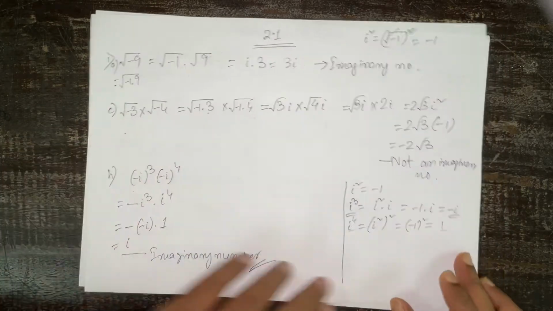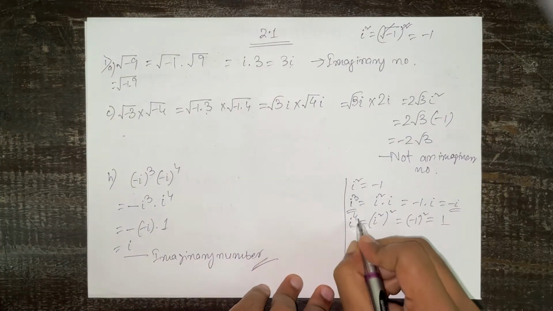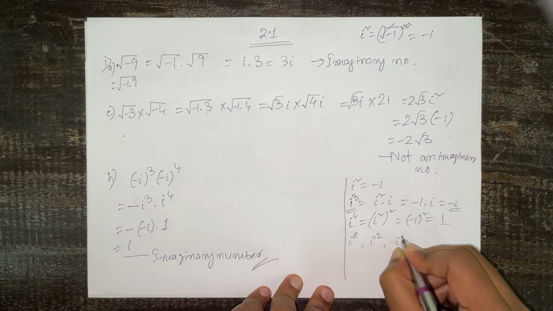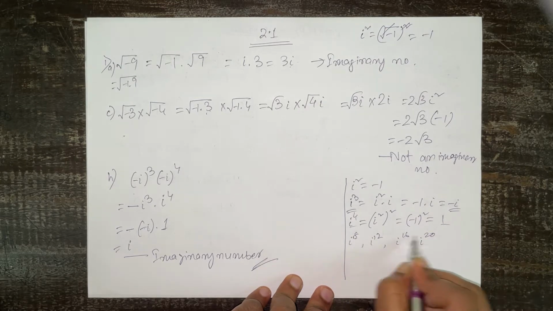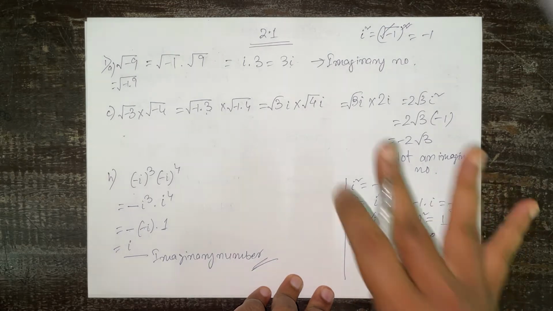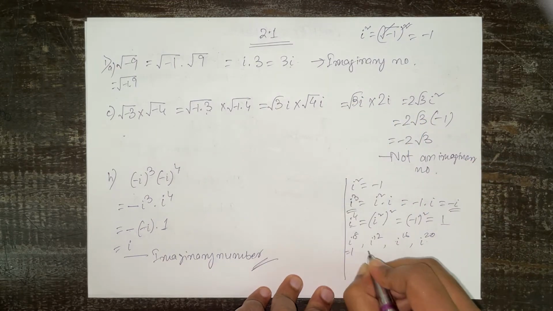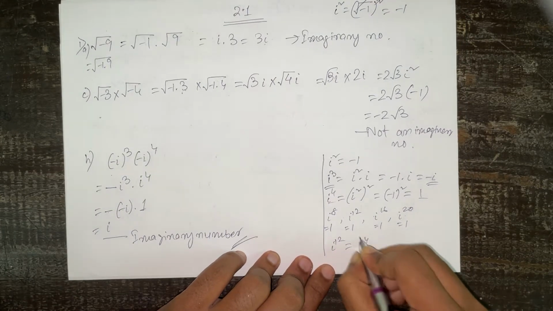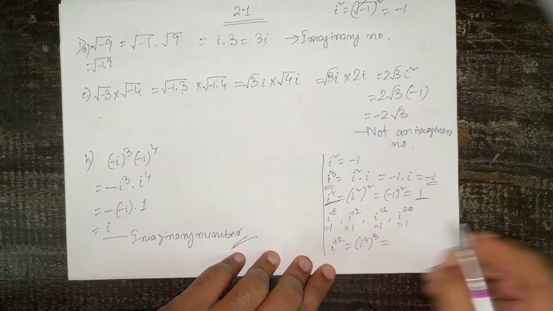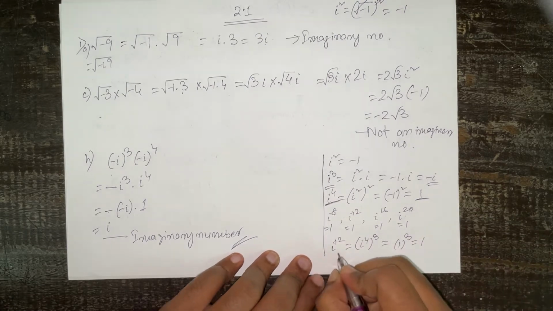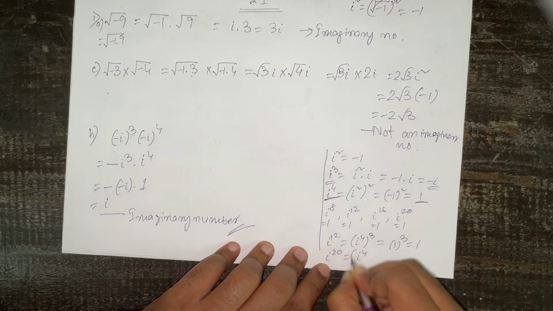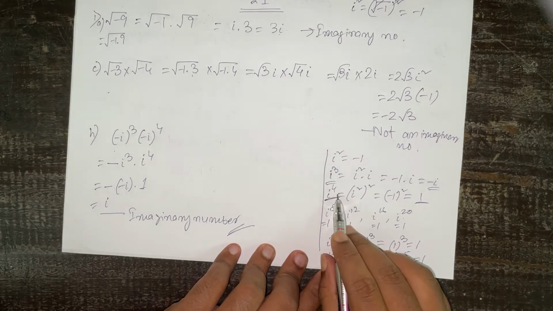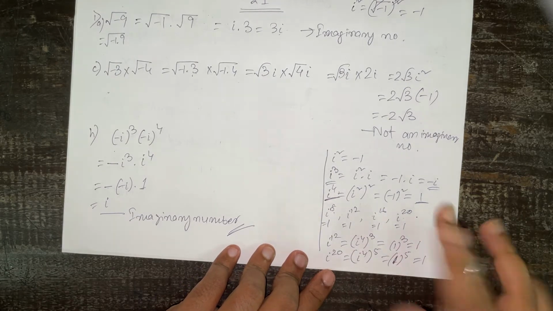Now look into one more thing. Any power of i which is a multiple of 4, suppose i to the power 8, i to the power 12, i to the power 16, i to the power 20, any power which is a multiple of 4, the value of all these is going to be 1. How, you ask? Let's check. Suppose i to the power 12. It can be written as i to the power 4 whole cube. Now what is i to the power 4? It is 1. So 1 cube is 1. Similarly, suppose you want i to the power 20. It is i to the power 4 whole to the power 5, so it is 1 to the power 5, which is 1. So any power of i which is a multiple of 4 is always 1.